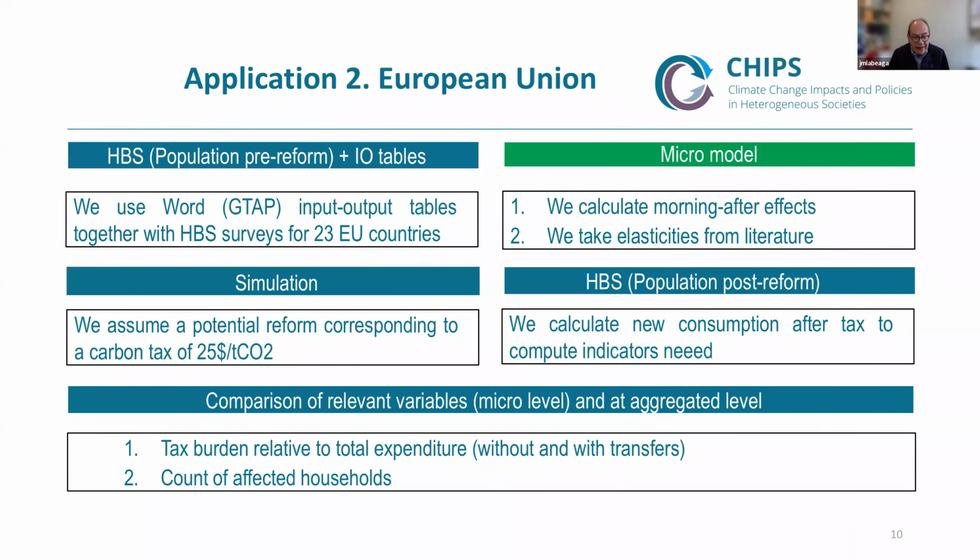The second application is for the European Union, and it consists of the combination of a world input-output table and a microsimulation model to analyze the effects of a carbon tax combined with several compensation schemes and analyzing the regressivity at the EU level. The scheme is very similar to the previous one, and there are two differences. The first is that we use cross-section data from household budget surveys for 23 European countries, and we combine it with world input-output tables. They allow us to collect production and final demand relationships among all sectors, and then to be able to translate the increase in prices given by the policy simulation, which is a potential reform corresponding to a tax of $25 per ton of CO2, not only to the households demanding or consuming, but through all the sectors, through the relationships that they have.